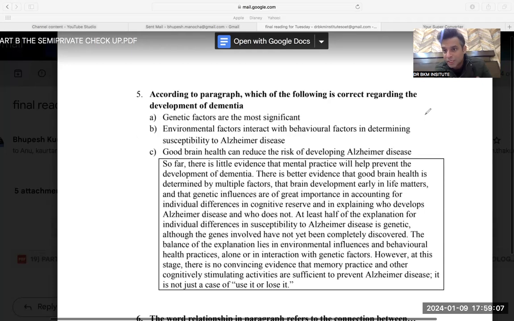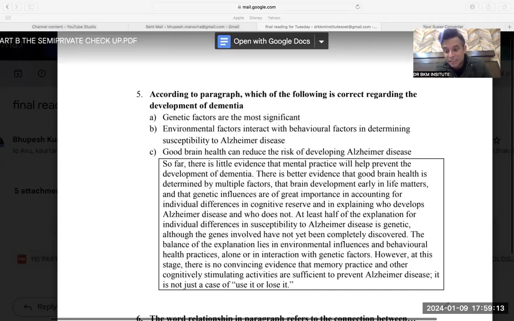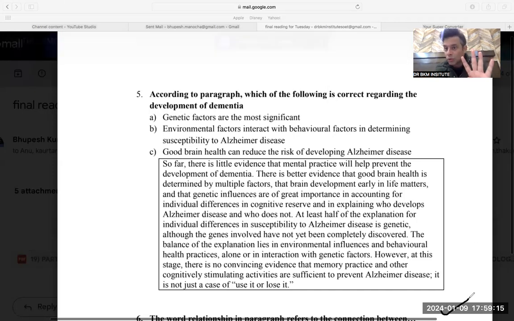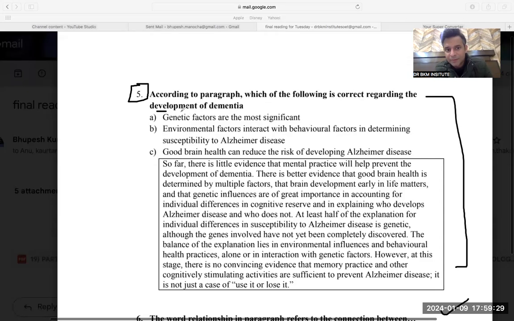This is also a question you can leave in the first round, because the first question was easy, the second was easy, the fourth was easy, the sixth is also easy. So do only 4 questions. Let's see whether this question can be done or not. The third question which I have done, you could have left it. But let's see question number 5, whether to do it or not. So which of the following is correct regarding the development of dementia?